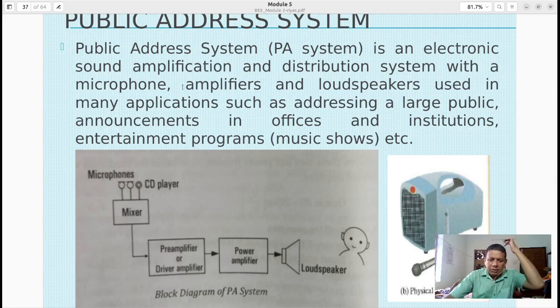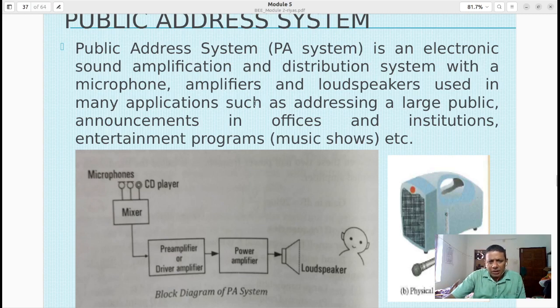There should be sound amplification. There should be a sound transducer that converts sound into an electrical signal, that is a microphone, again amplifiers and loudspeakers, used in many applications such as addressing a large public, announcements. Now that election is going on, you might have heard a lot of announcements, and again in offices and institutions. I have used a PA system previously in your class for addressing you, that is for sound amplification and for being audible in the last benches. That kind of system is a public address system.